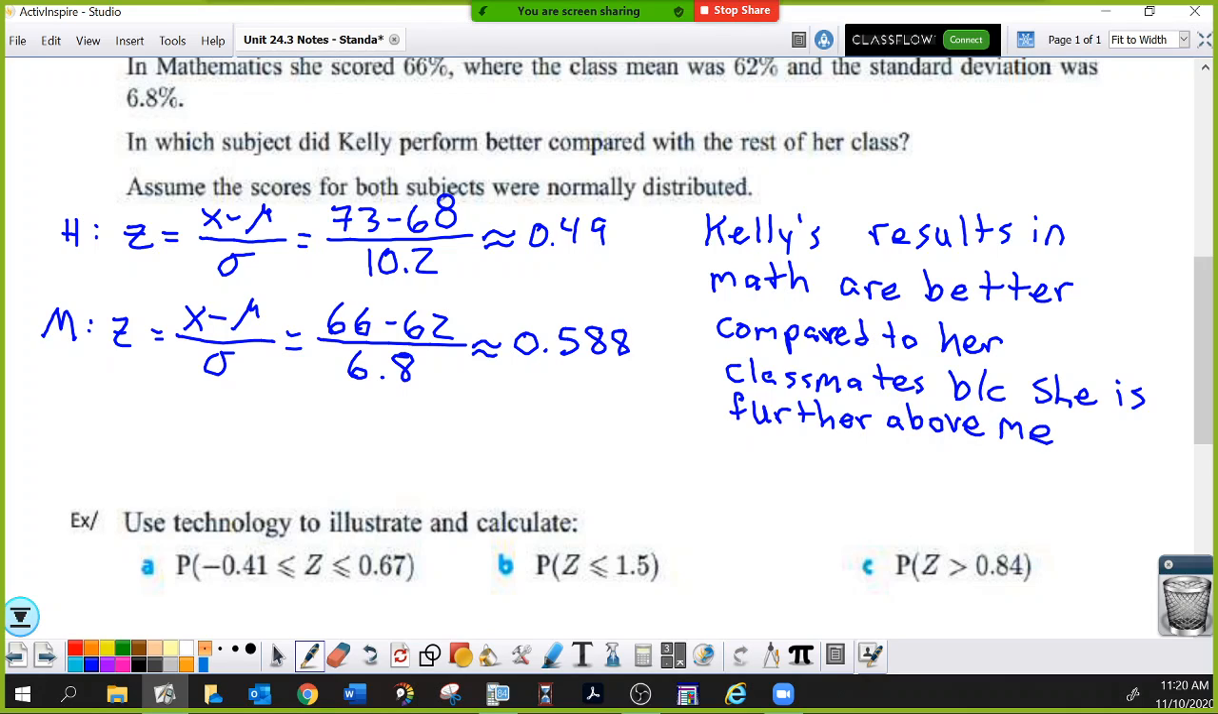And there is absolutely no way you would have known that just by looking at the data that was given to you. We had to convert to z-scores to figure out which one she is better at compared to the rest. Interesting, huh? She scored lower, was closer to average, but that small standard deviation of 6.8 made a big difference.